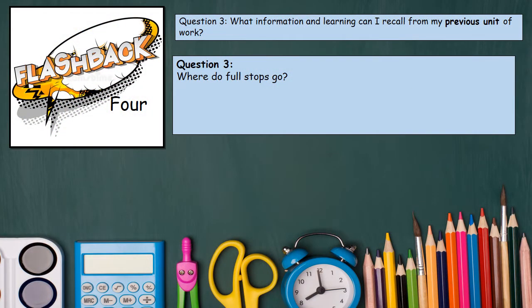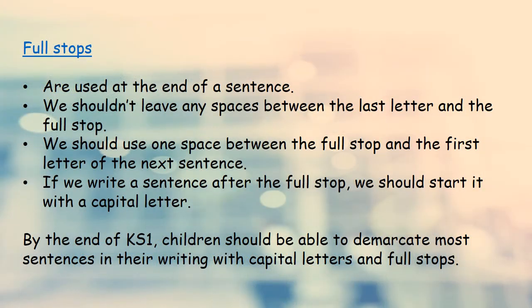What can we recall from a previous unit of work? Question 3. Where do full stops go? Full stops are used at the end of a sentence. We shouldn't leave any spaces between the last letter and the full stop. We should use one space between the full stop and the first letter of the next sentence. If we write a sentence after the full stop, we should start it with a capital letter. By the end of Key Stage 1, children should be able to demarcate most sentences in their writing with capital letters and full stops.